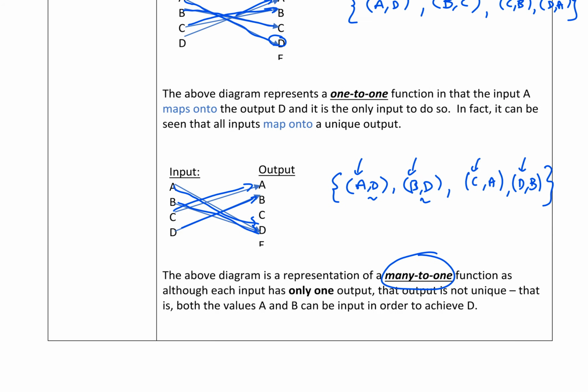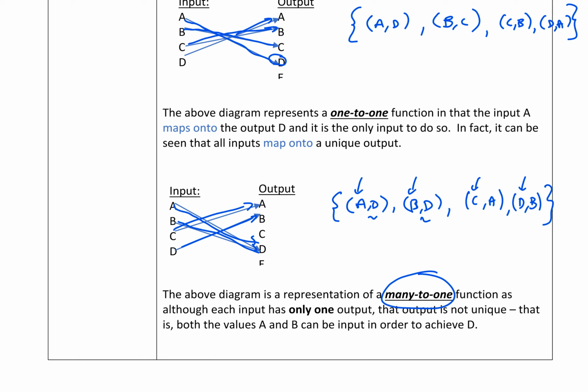Before we move on, we might just state, if this wasn't a function, if this was a relation, I'd see another arrow coming out of one of these pairs. So I'd be seeing 2 arrows coming out of the input.